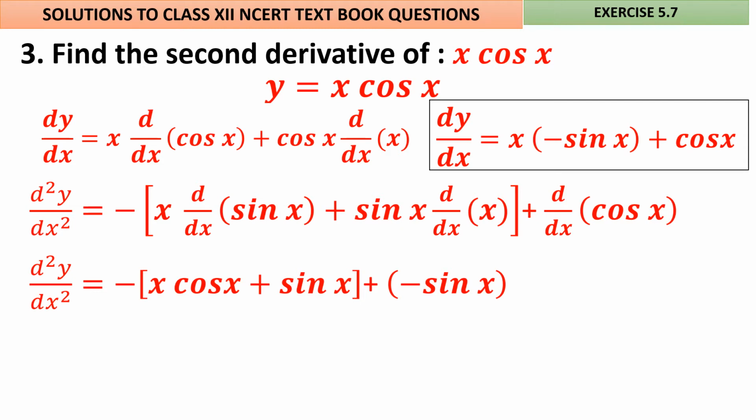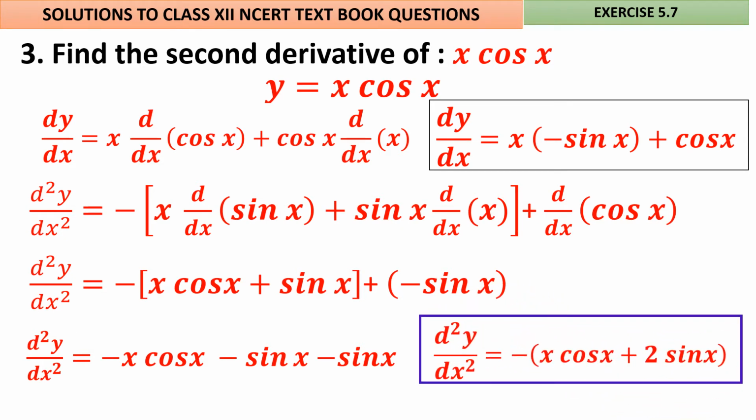Derivative of cos x is once again minus sin x. Now you expand it. Minus x cos x minus sin x minus sin x. Now therefore, all the terms are negative. If you take minus sin outside, you can write it as x cos x plus 2 sin x by taking minus sin outside. Sin x plus sin x, therefore 2 sin x.